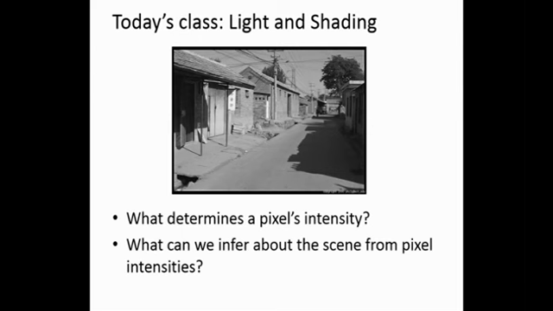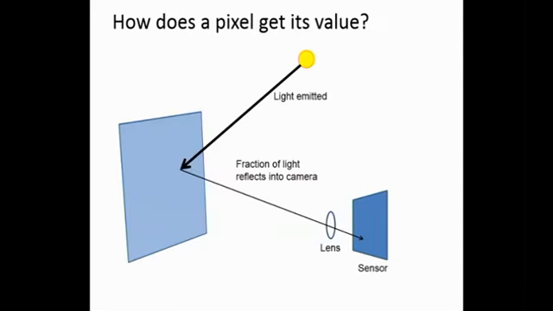So today we're going to talk about light and shading, what determines the pixel's intensity, and what we can infer about a scene from the pixel intensities. As I said before, you've got some light, it emits some rays. Some of those rays bounce off the scene, and then they pass into the camera. The angle that they pass into the camera tells you where it will hit on the sensor array. The intensity of the light that comes into the camera is how bright the image will be.